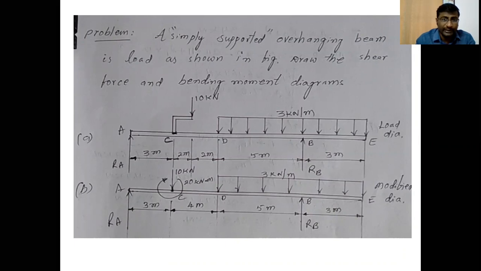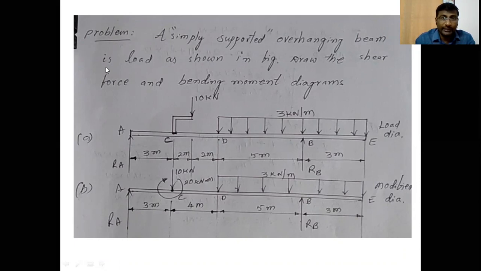the bending moment, without considering the couple and with considering the couple. Without considering the couple, the bending moment values mean the right side forces and right side moments are considered. With considering means including this couple, all the right side moments should be considered. So excluding the 20 kilonewton meter, and including the 20 kilonewton meter, both are considered at point C. First of all, without considering the 20 kilonewton meter, what is the bending moment at point C?